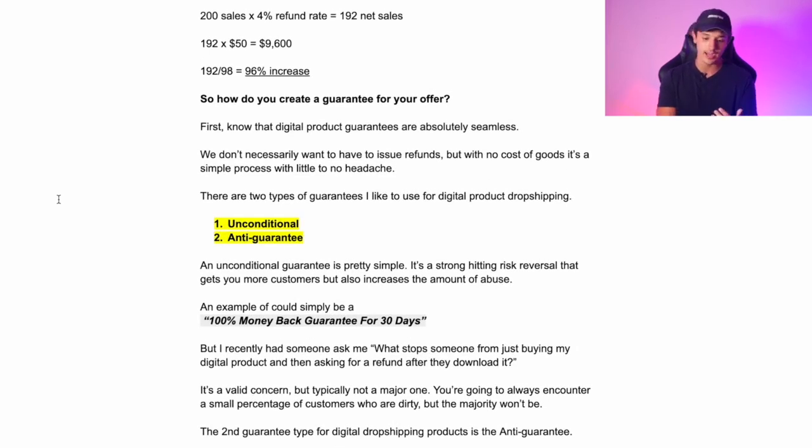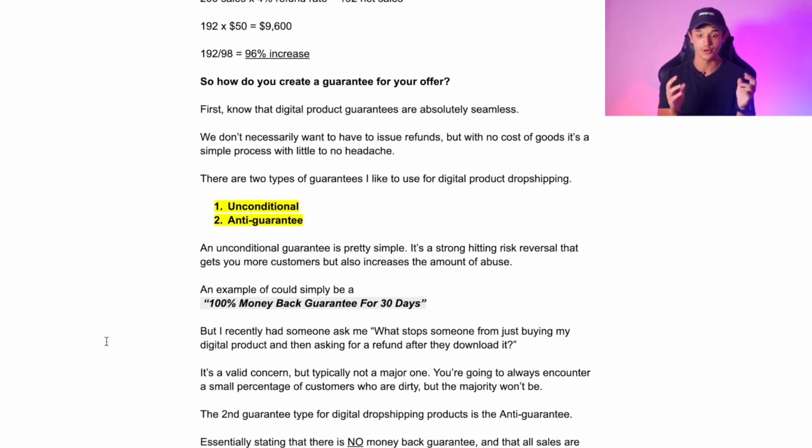So I had someone recently ask me, so Tanner, what's going to stop someone from just buying my digital product and then asking for a refund right after they download it? It's definitely a valid concern, but typically not a major one, because in any business, any market, you're always going to encounter a small percentage of customers who, I put here the word dirty, which really are just people who like to take advantage and always think that they're in the right and you're in the wrong. And that's just a part of business and the world. But the majority of your customers aren't going to be like that.